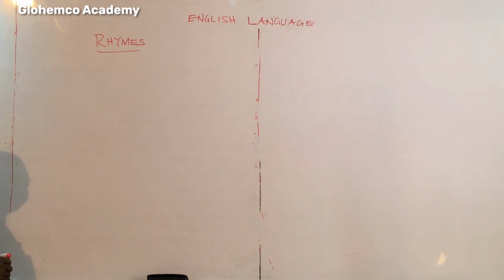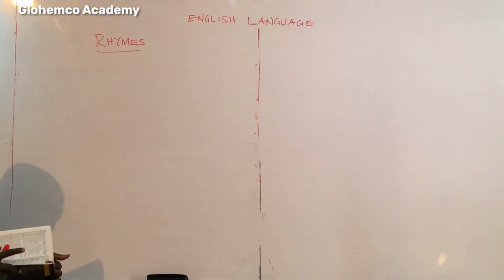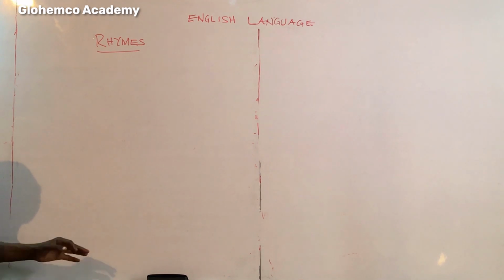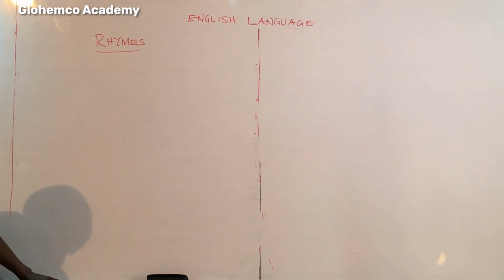Alright, that's rhyme. Now, there are 2 areas of study where we come across rhymes. We come across it in English language, and we come across it in literature. They are almost the same thing, but not exactly the same. But we are looking at the one for English.